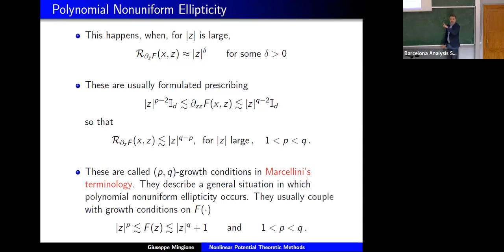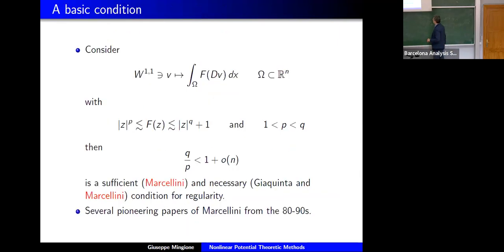So I would like to concentrate now on this setting, p and q, and this is the setting. This is a simple result that tells you what the status is. You get these kinds of functionals. The ratio q over p cannot be too far apart from one. Otherwise, there are minimizers that are even unbounded. And this depends on n. There are pioneering papers of Marcellini that I recommend looking at.